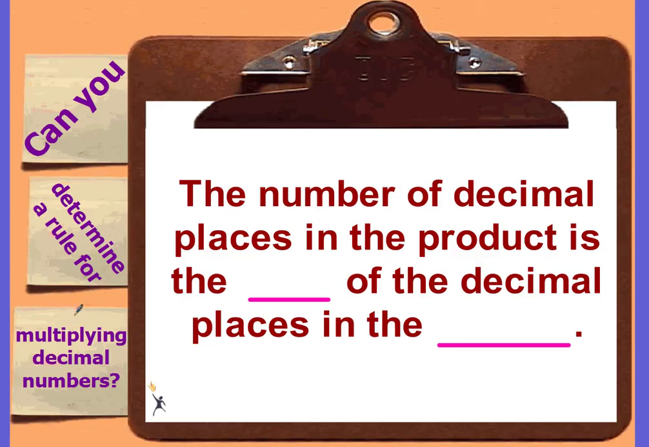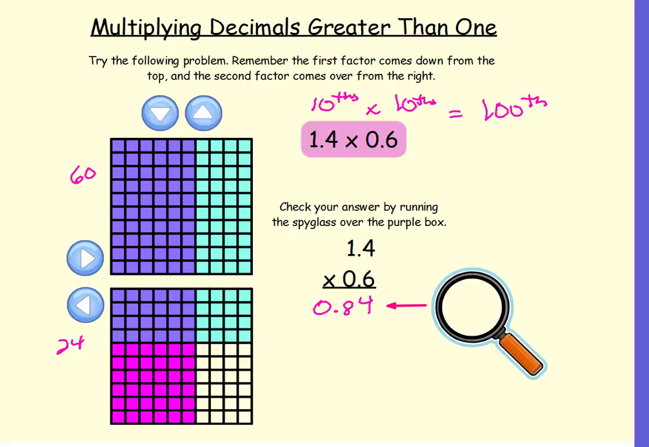So we can go ahead and write a rule so that we can multiply without doing the models. And the rule would be: the number of decimal places in the product is the sum of the decimal places in the factors. Remember, the factors are the numbers that you're multiplying together. Okay, so go ahead and fill this out in your notes. This is on page 1 of the notes now. The number of decimal places in the product is the sum of the decimal places in the factors. So let's go check it out.